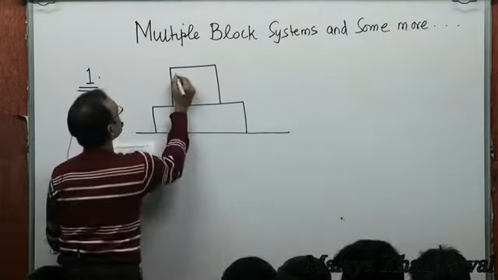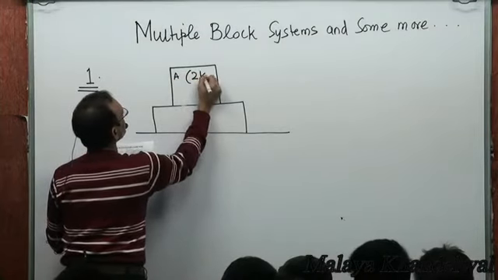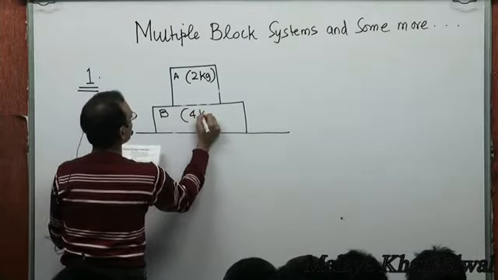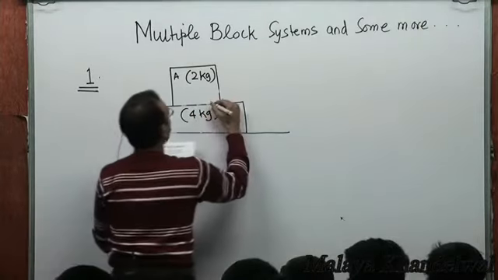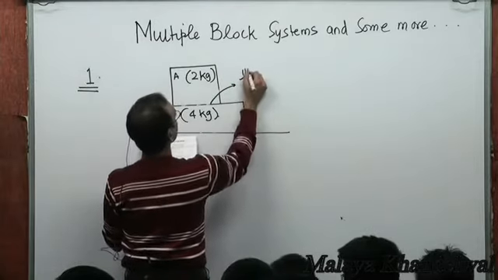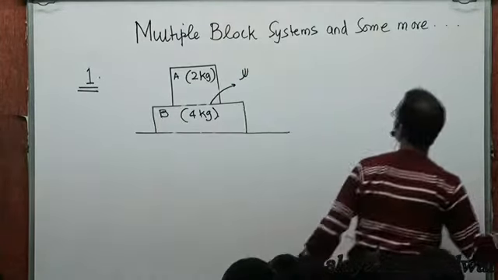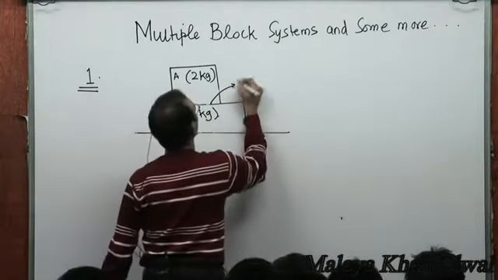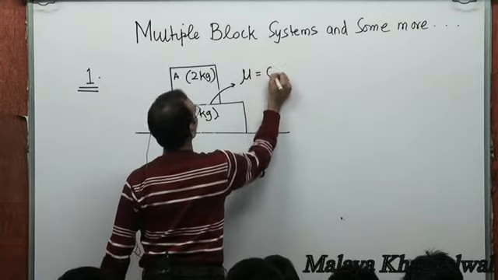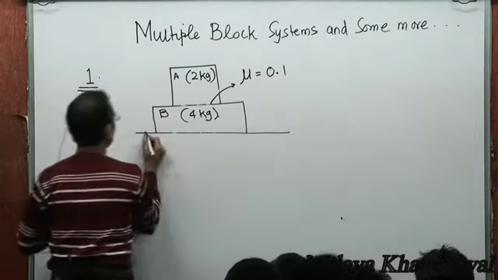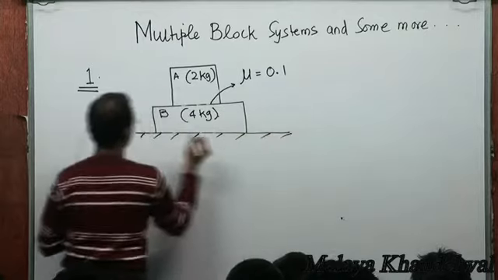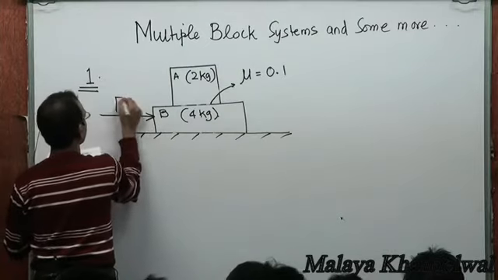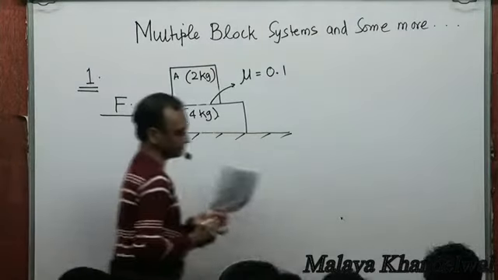is about, let's say, a block A, which is a 2 kg block, a block B, which is a 4 kg block, and the coefficient of friction between A and B is 0.1. And this surface is smooth, horizontal fixed surface, and a force F is applied. Okay.